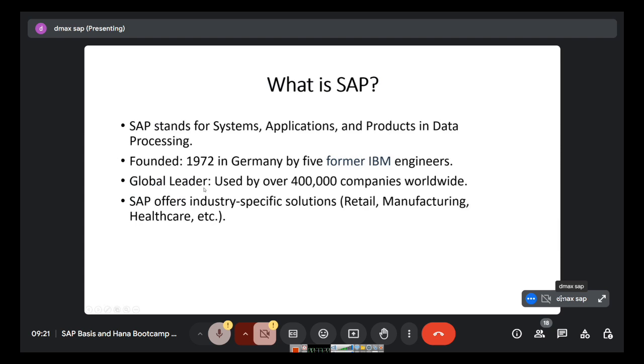SAP is a global leader. It is used by so many companies. In the current trend, there are 4 lakh companies worldwide, and SAP offers industry specific solutions. For example, if I want to go for a retail business, SAP has a ready solution. Manufacturing business, ready solution. Healthcare, they have a ready solution. If I want to start healthcare, maybe a pharmaceutical company or a hospital, whatever business you want to go with, SAP will suggest a solution for you.